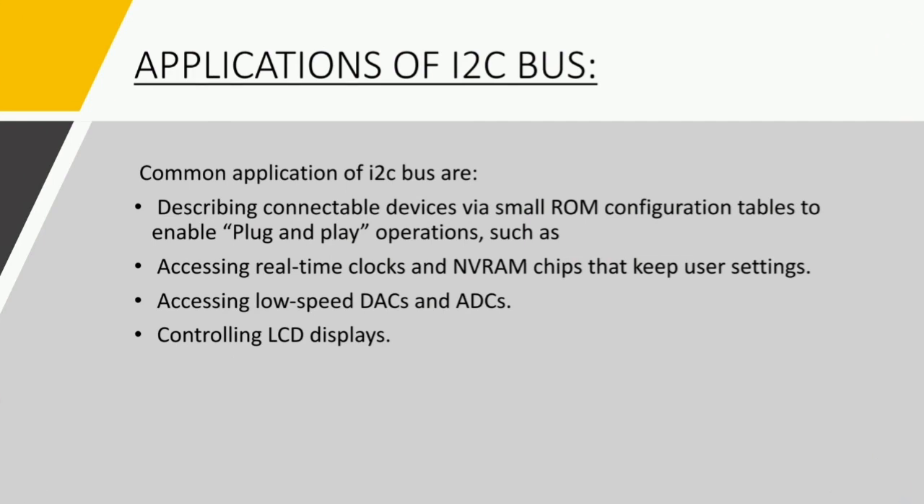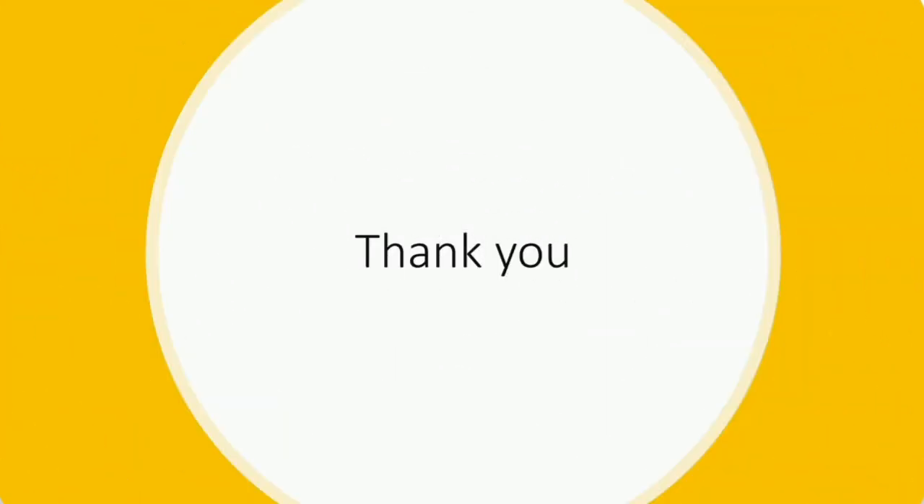Hence, after knowing everything about I2C bus, let us now know its applications, that is, where they are used. Common application of I2C buses are: they are used for describing connectable devices via small ROM configuration table to enable plug and play operations, such as accessing real-time clocks and NVRAM chips that keep user settings, along with accessing low-speed DACs and ADCs and controlling LCD displays. And that was the end of the topic I2C bus.